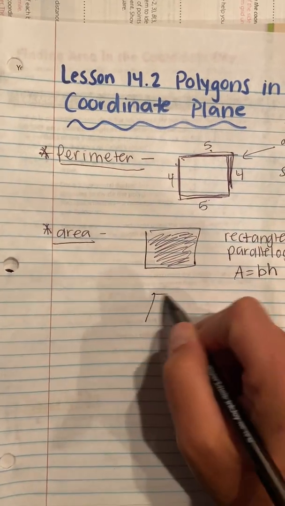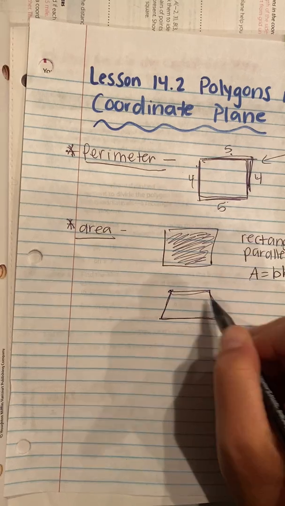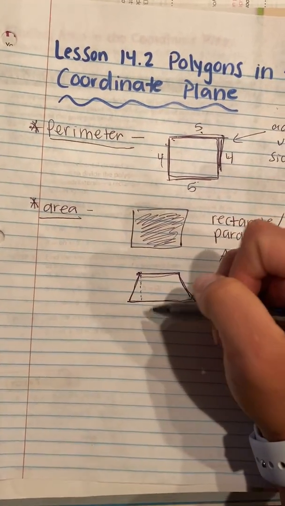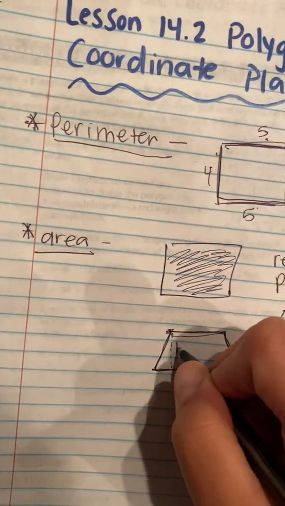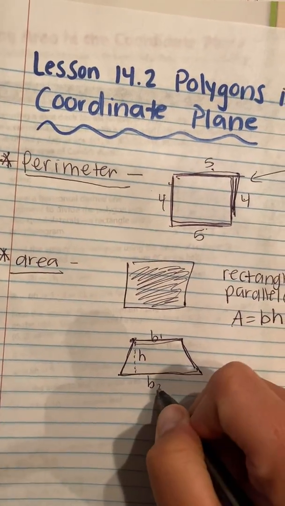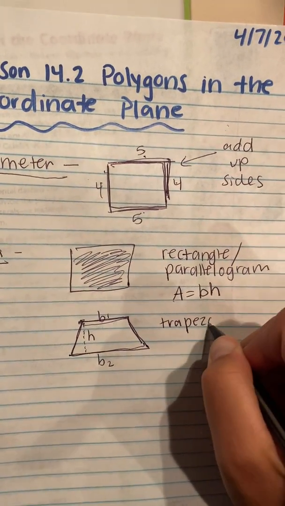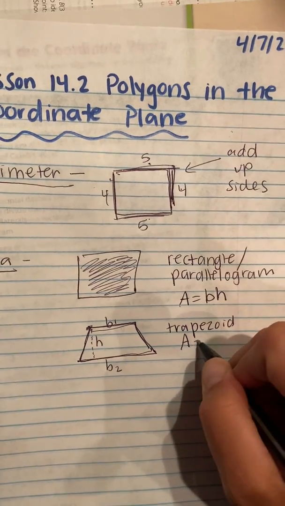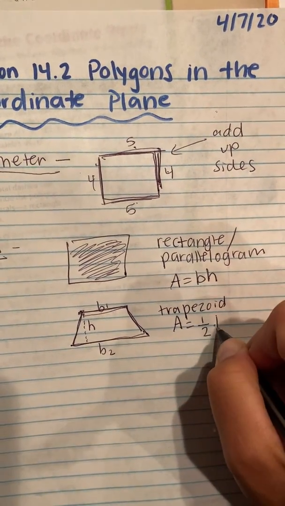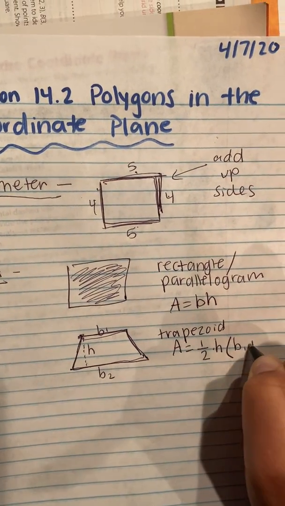Remember your trapezoid? Remember, this is not your height. You have to draw your invisible line right there. That's your height. Then you've got a base 1 and a base 2. And remember your trapezoid formula. It's area equals 1/2 times the height, and then times base 1 plus base 2.